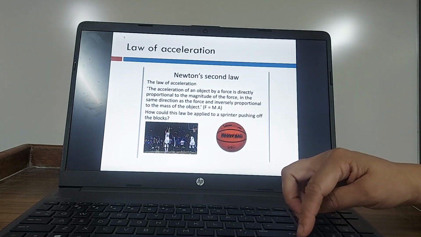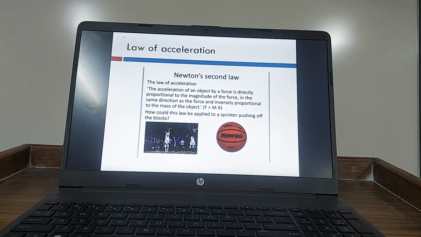Newton's second law is the law of acceleration. The acceleration of an object produced by a force is directly proportional to the magnitude of the force, in the same direction as the force, and inversely proportional to the mass of the object. You can see the ball. The basketball is meant to be light. If it is heavy, it will not go for the basket. It will just roll on the floor.